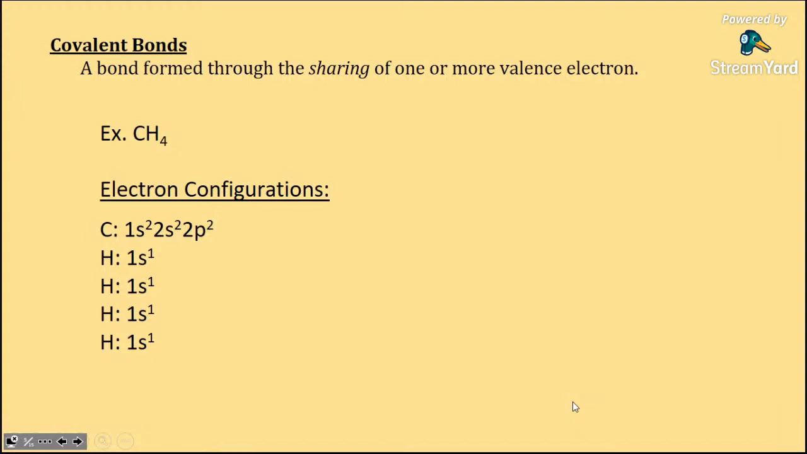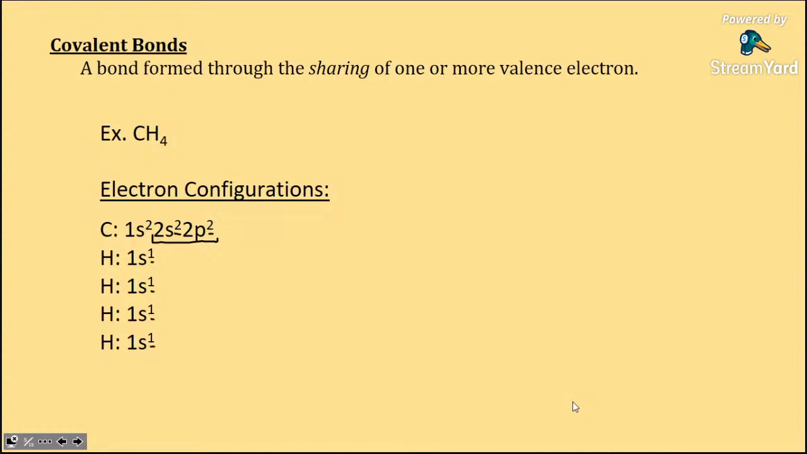And if I look at the electron configurations for these two different types of elements, carbon and then hydrogen, notice that carbon is 1s2, 2s2, 2p2, which means currently in its highest energy level of energy level 2, it only has 4 valence electrons. So it needs to somehow gain 4 more electrons to achieve valency. Well, I have 4 hydrogens, and each hydrogen has 1 valence electron.